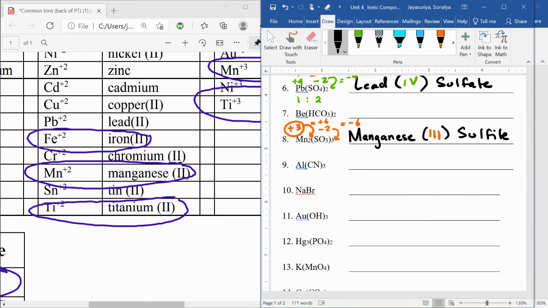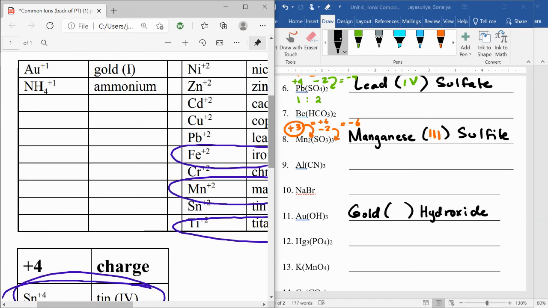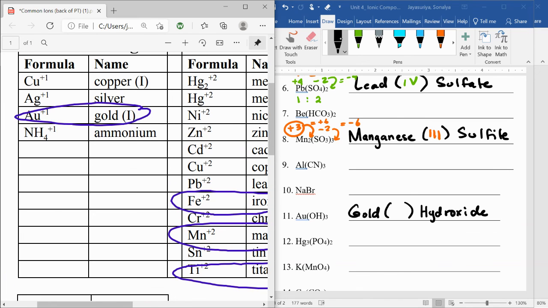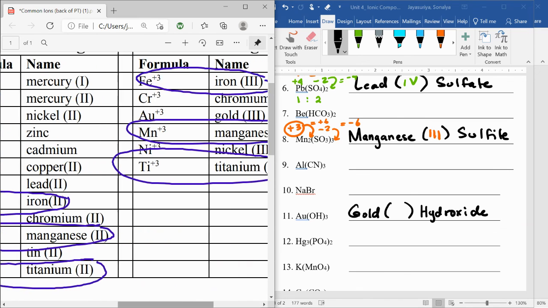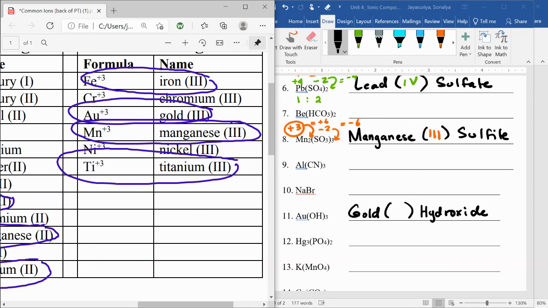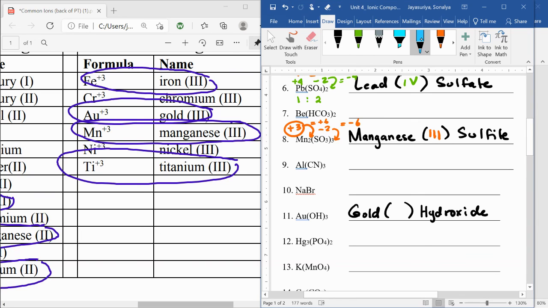gold hydroxide. So number 11, again, I'm skipping over the ones that are not transition metals. Check the PDF for the answers if you want all of them. Okay, so it's gold something hydroxide. There's gold 1 and there's gold 3. So there's a 50-50 chance it's one of them. And that is decided by the hydroxide. Hydroxide is negative 1. You can find hydroxide on your common ion sheet.